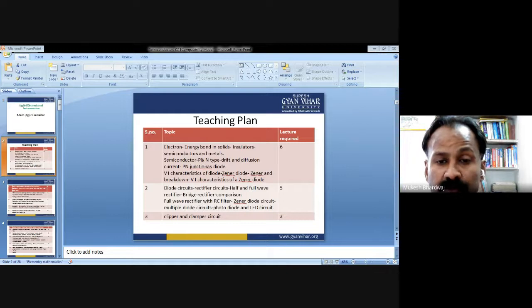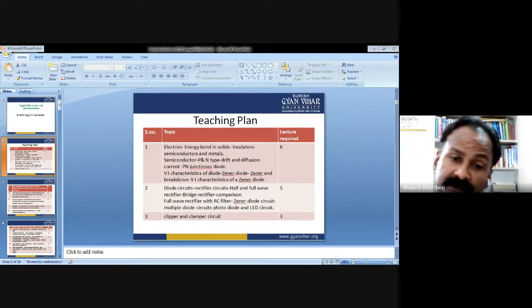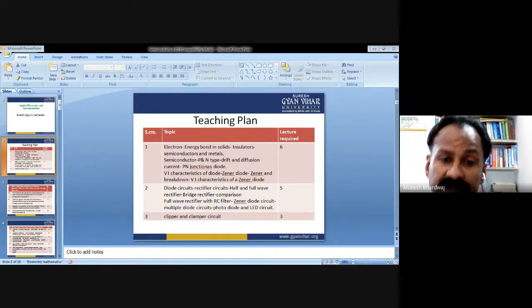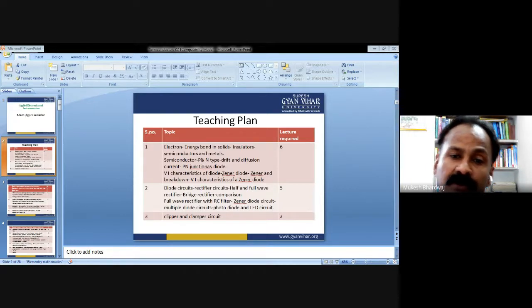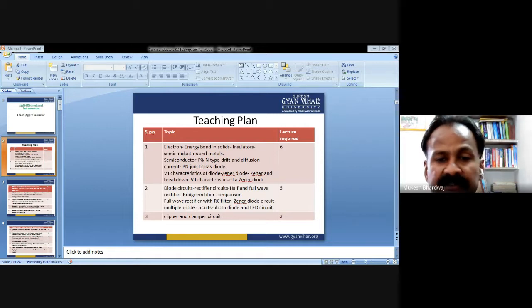PN junction diode. Now, when you form two types of semiconductors, and after that when you join these two semiconductors to each other, then that particular element is known as a PN junction diode. Then the VI characteristics of the diode, that is the current-voltage relationship of the diode. And there are various diodes, and under the curriculum we are going to study the Zener diode, Zener and breakdown, and VI characteristics of the Zener diode.